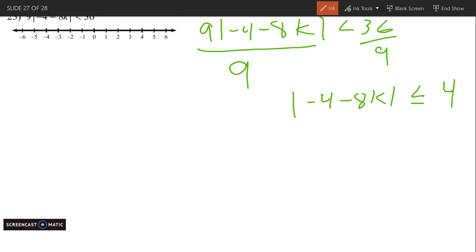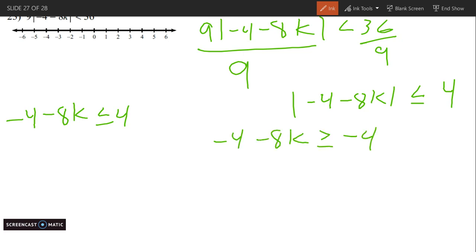Now we can do two inequalities. -4 minus 8k less than or equal to 4. -4 minus 8k greater than or equal to -4. Flip it, make it negative for your second inequality. Over here it's less than or equal to, which is going to give us an and. Add 4 to both sides, then divide by -8.